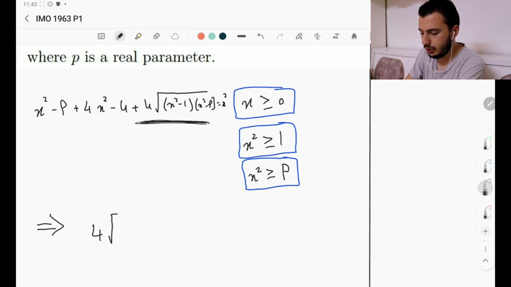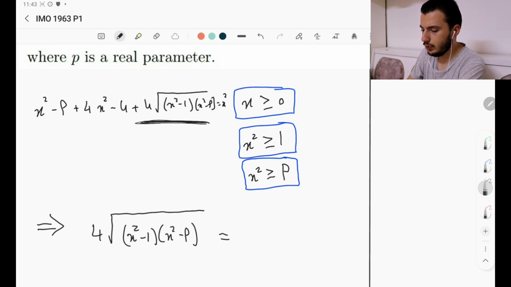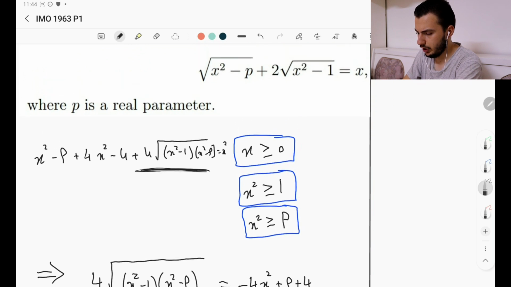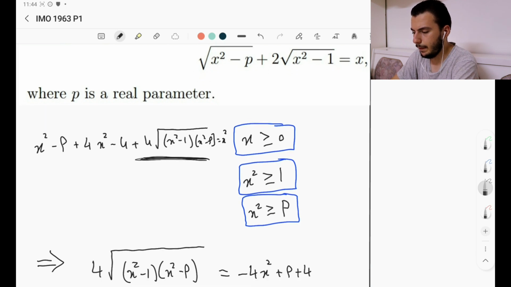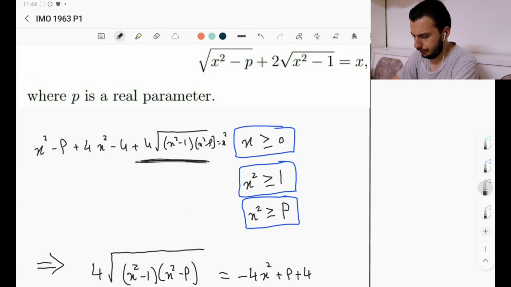So we'll have the following: 4 times square root of x squared minus 1 times x squared minus b is equal to, now if we take it there, we have negative 4x squared plus b plus 4. Exactly. Let me just check. Minus b minus 4. Exactly. That's it.